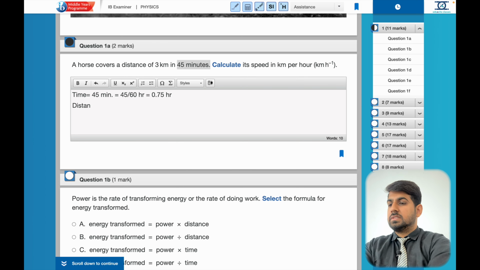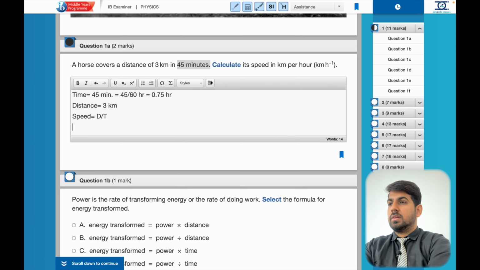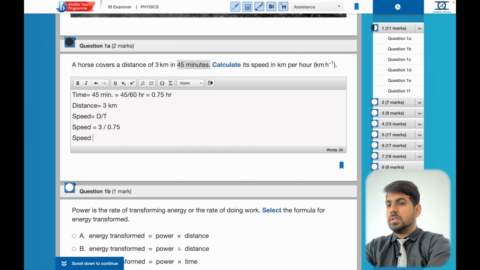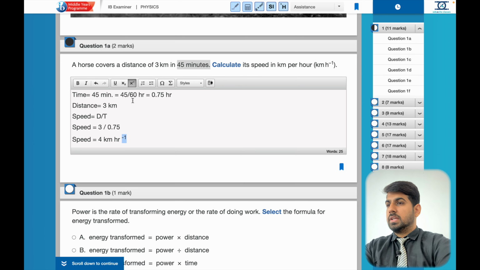Whereas the distance is equal to 3 kilometers. So speed is equal to, we know that, distance over time, so speed will be equal to 3 divided by 0.75. If you do this calculation, it's a simple one, or you can use a calculator if you want. It will be 4 km per hour, or 4 km hr^-1, which you can write like this. So that will be the answer.